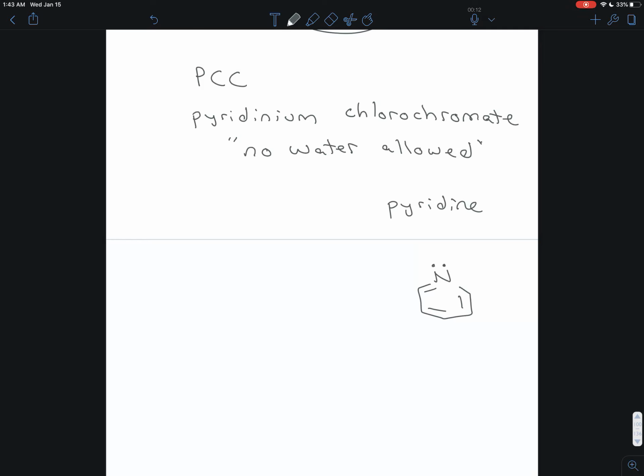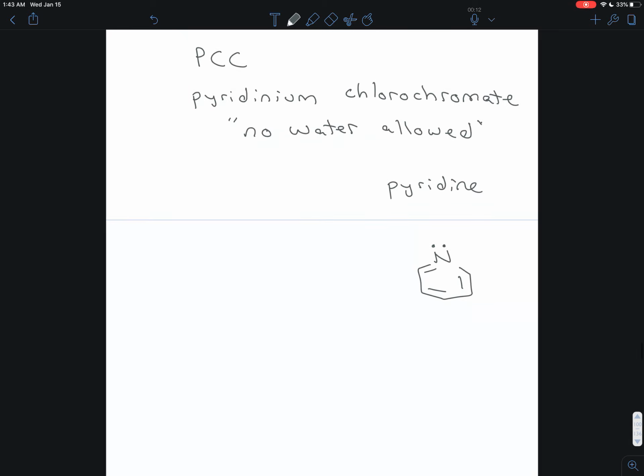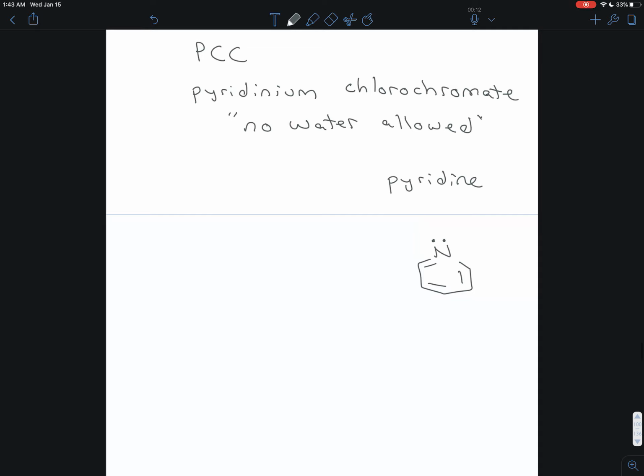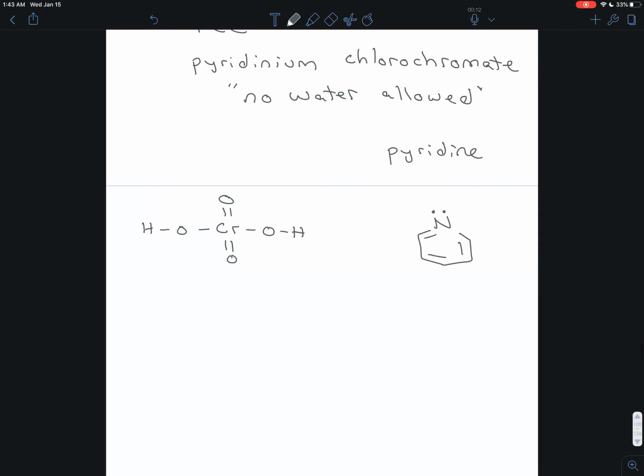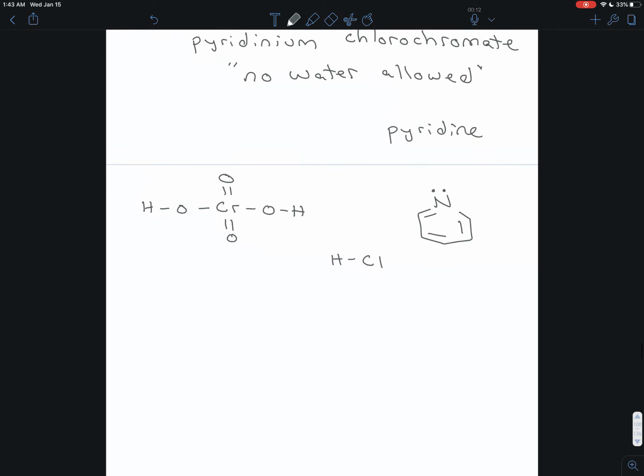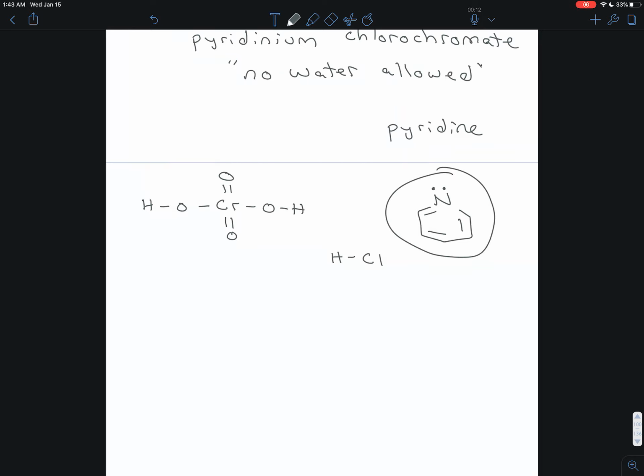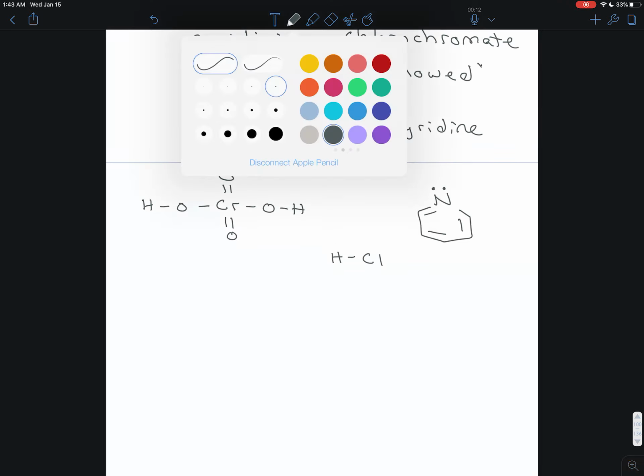So before we used water in the mechanism, you mix those strong chromium oxidizing agents with water. In the case of PCC, you would have chromic acid and you'll mix that with HCl and pyridine. And so what'll happen here is the pyridine is a base, and it will rip the hydrogen off of the HCl.